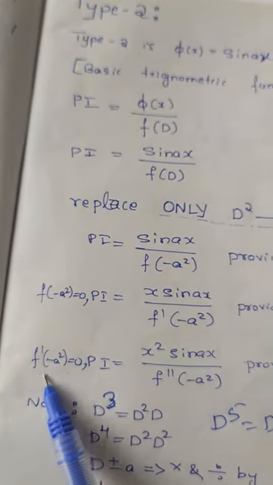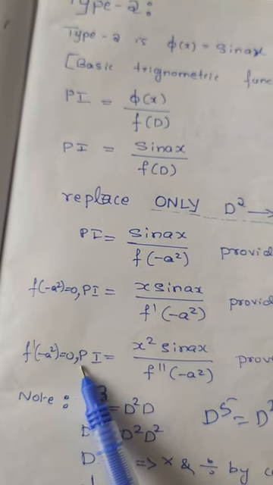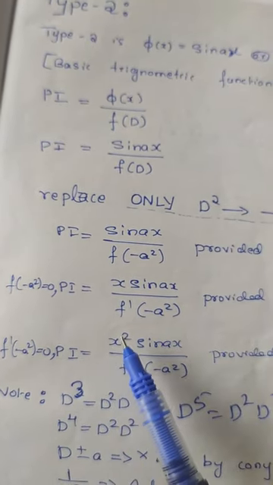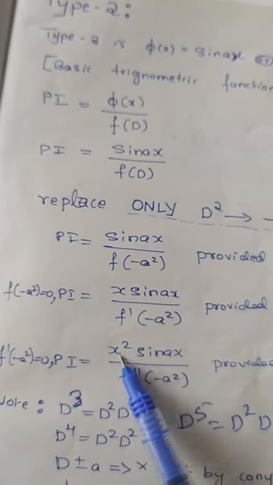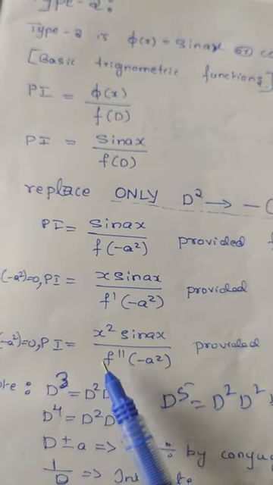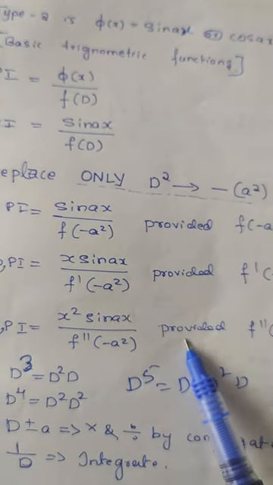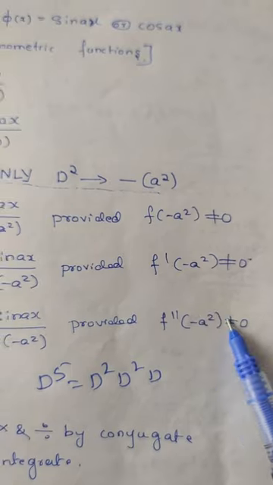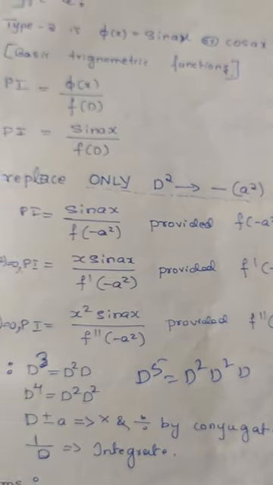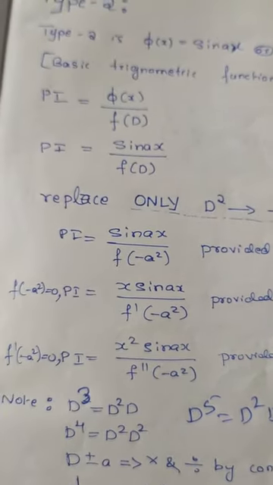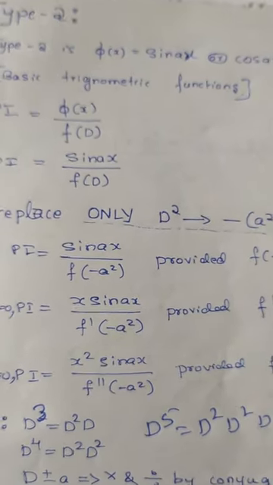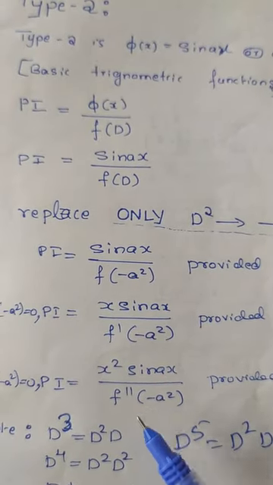Similarly, suppose f dash of minus a square is equal to 0, then for PI again multiply the numerator with x, then we get x square sin ax divided by f double dash of minus a square, provided f double dash of minus a square is not equal to 0. Okay, actually this is the procedure. We have to continue this procedure till we get a non-zero quantity in the denominator.